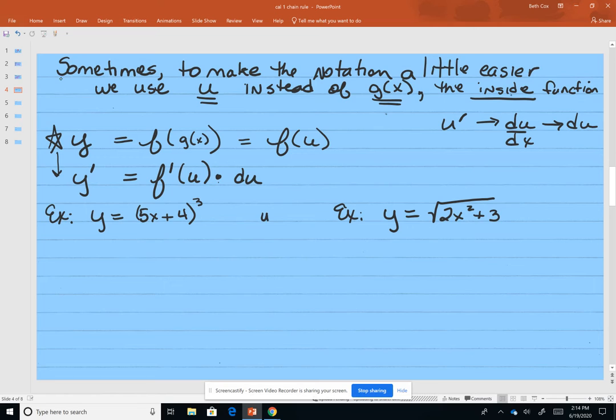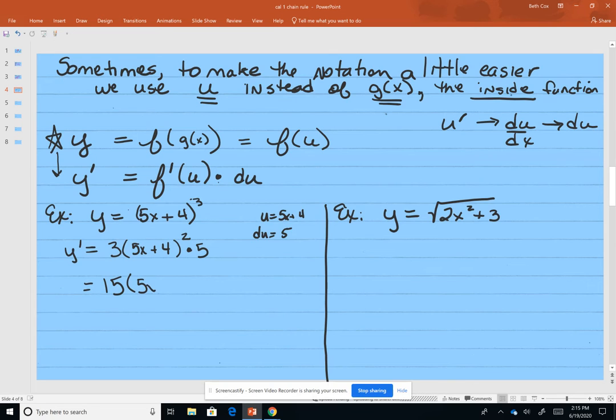Technically, u in this one would be 5x plus 4, and du would just be 5. And that part you don't have to put down, but some people may like that. It may help. All right, so y prime, I'm going to do the 3 to the outside. So there's y prime. And then multiply by the derivative of what's on the inside, which is just 5. And so that's going to give me 15 times (5x plus 4) squared.